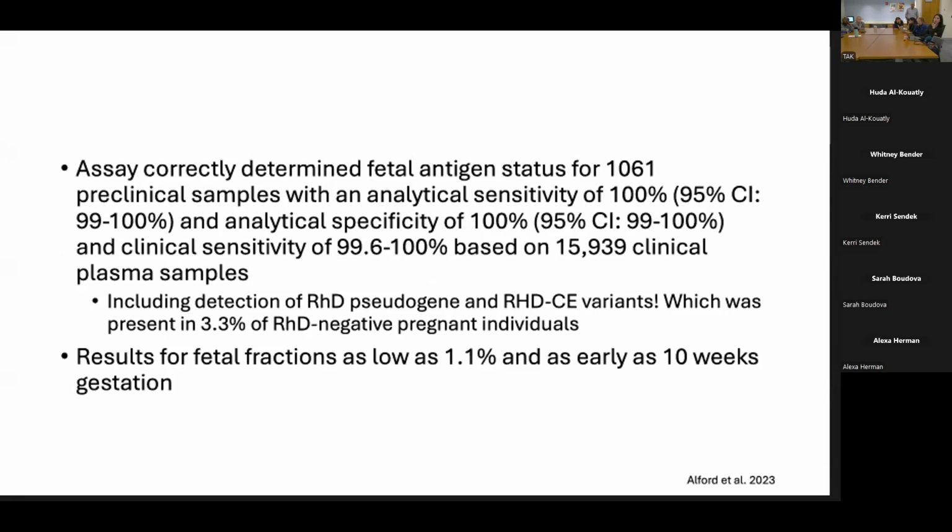So the study stated that the assay correctly determined fetal antigen status for over 1,000 preclinical samples with a sensitivity of 100%, specificity of 100%. Again, it included this detection of the RHD pseudogene and RHD-CE variants, which was present in 3.3% of RHD negative pregnant individuals in this study. And then it said that it obtained results with fetal fractions as low as 1.1% and as early as 10 weeks gestation.